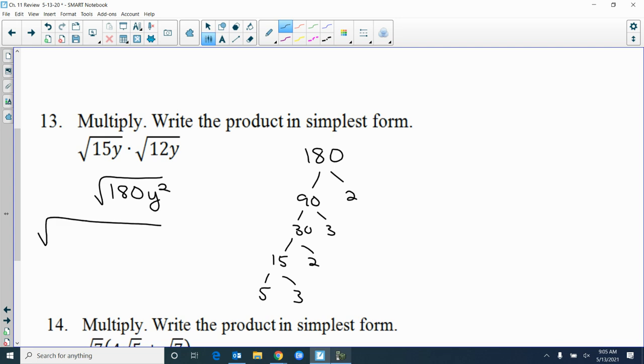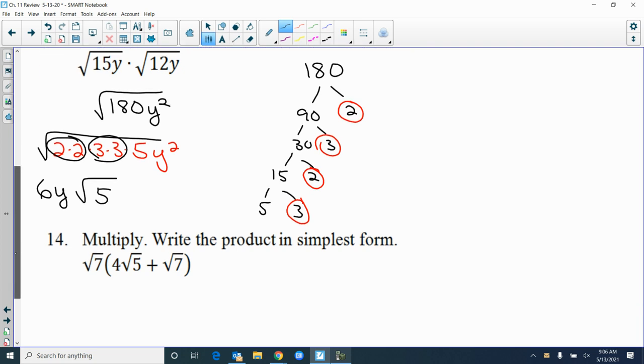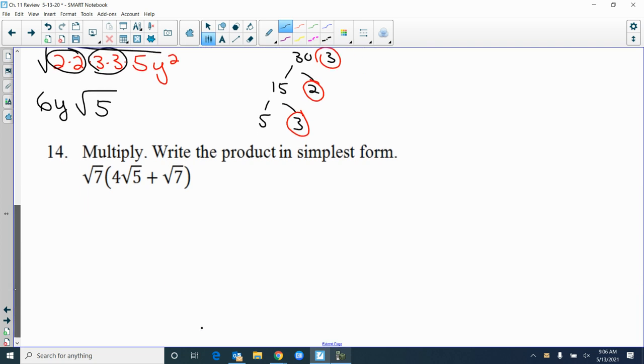So I'm going to tell you that sometimes it wouldn't be a bad thing to take this step. I got 2 2s. I got 2 3s, right? I got a 5, and then I got y squared. Well, I got a pair of 2s, right? And a pair of 3s. So a 2 goes out and a 3 goes out, multiplied together, you get 6. And what about y squared? Square root of y squared is y. And I'm left with the square root of 5. That was easy.